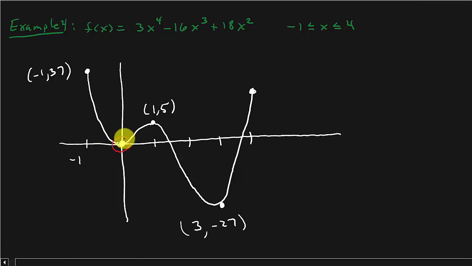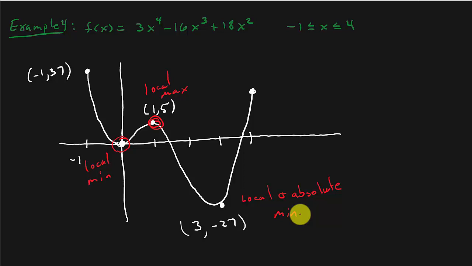You see here we have a local minimum. You see that? This would be a local minimum. What about this one? This would be what? A local max. What about this one? This 3, -27. That would be a local and absolute, not max. Min. Right?